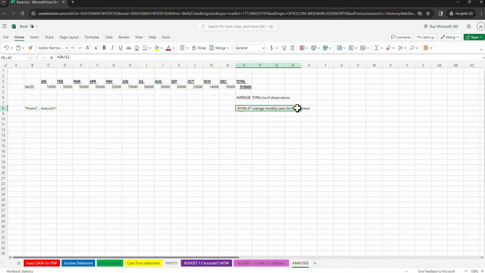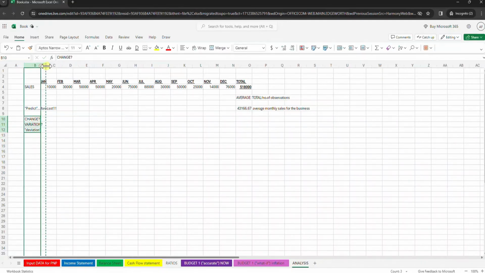So if I know what my average is, then I can take that cell. So I can say the change, what is the change or what is the variation, or what is the, inverted commas, the deviation? A little bit of statistics. I don't know how familiar you are with your stats.